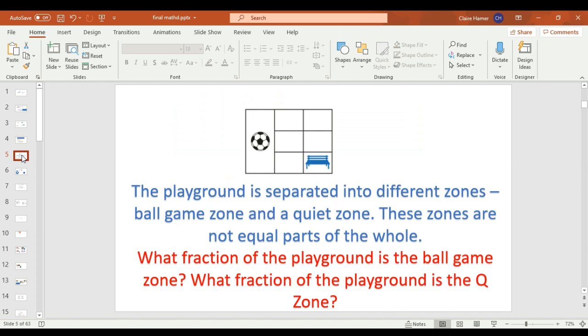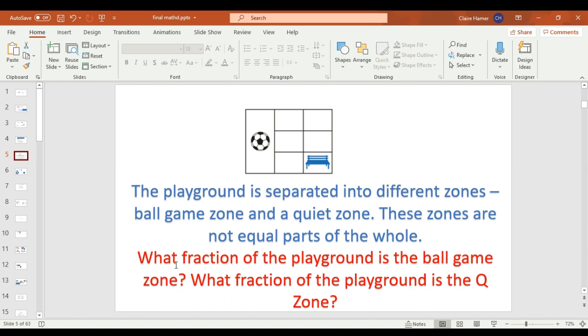Now I'm wondering if you can answer this question. The playground is separated into different zones: a ball game zone and a quiet zone. These zones are not equal parts of the whole. So as you can see, the football area is larger than the quiet area. I guess they'd need more space for football, possibly.